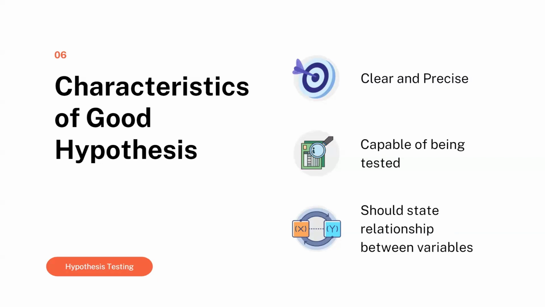The second thing is that it is capable of being tested. It should be something we can test using an experiment or data, because if it cannot be tested, it is not useful for research. Next, it states the relationship between variables. A hypothesis should show how one thing relates to another. For example, increased study time leads to better grades. It shows a clear relationship between study time and grades, right?